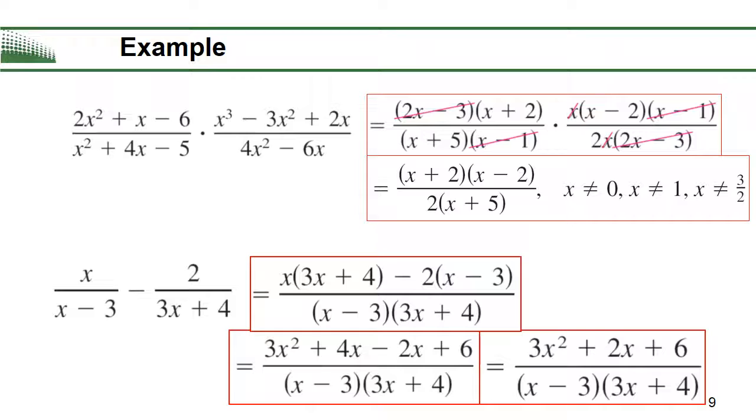Notice that we don't list any restrictions here with the answer, and that's because the original restrictions, x can't be 3, x can't be -4/3, that were a part of the original problem, are still going to be a part of this problem. There are no changes there, so we don't need to list any additional restrictions.